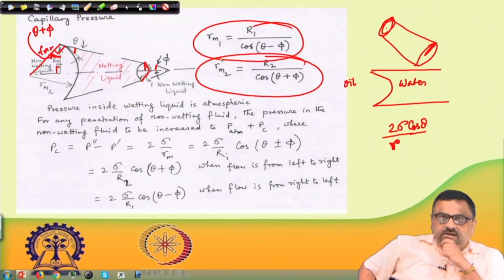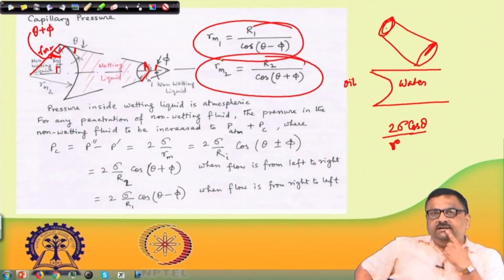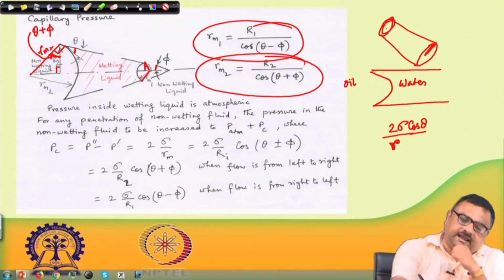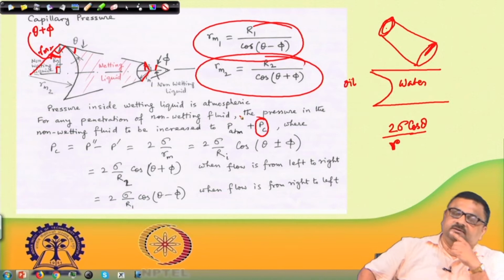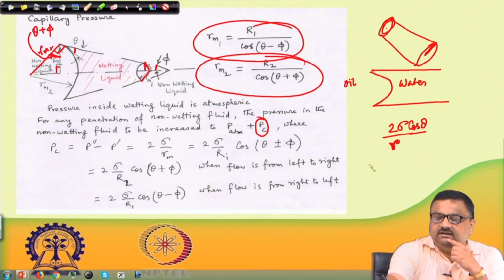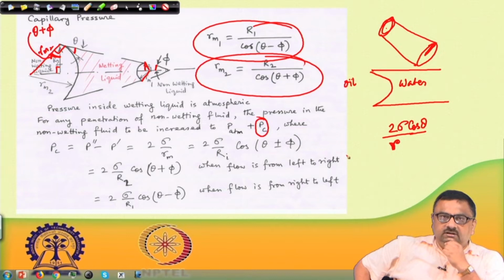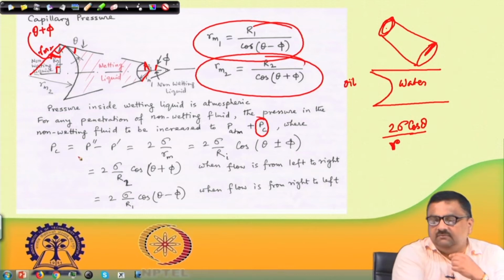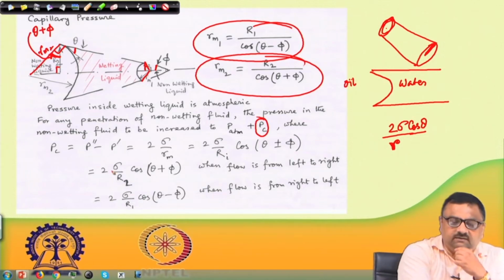So that is geometry. So now if somebody assumes pressure inside the wetting liquid is atmospheric, then for any penetration of non-wetting fluid, the pressure in the non-wetting fluid is to be increased to atmospheric plus the capillary pressure. So this is the capillary pressure PC. We have already said for a cylindrical system, this is the capillary pressure. So now in case of a conical one, what is the capillary pressure? It is again by the same logic P double prime minus P prime, which is 2 sigma by Rm.